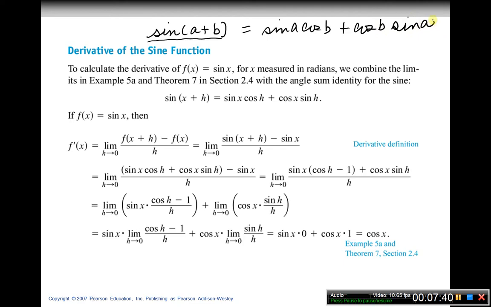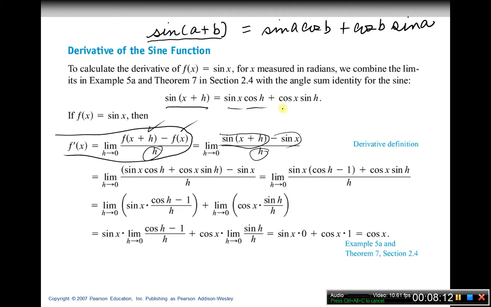Now, to find the derivative of a function, we have to take f of x plus h minus f of x divided by h and find the limit as h approaches 0. Well, that would entail finding sine of x plus h minus sine of x divided by h. So that is why we use the sum formula here. Sine of x plus h would be sine of x cosine of h plus cosine of x sine of h.